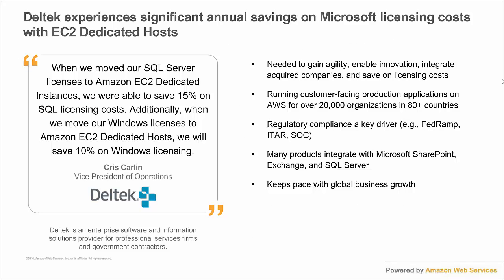So a customer example here where customers are using this to move their Microsoft workloads into AWS, become more efficient and save money. We've got Deltek here. They're a software and information provider for various professional services companies. They have the ability to save 15% on their SQL licensing costs, and they're estimating they'll save approximately 10% on Windows licensing by bringing their own licenses and leveraging dedicated hosts.